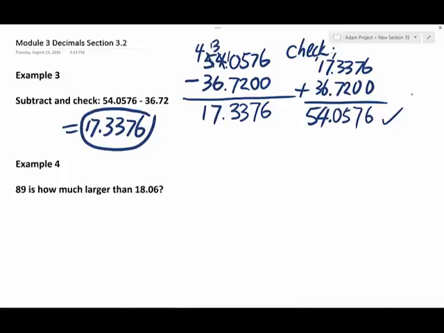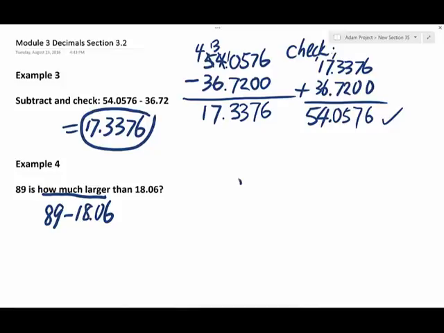Okay, and let's take a look at example 4. 89 is how much larger than 18.06. So this is a mini word problem. We're dealing with how much larger. That means we need to find the difference between 89 and 18.06. Basically we are subtracting 18.06 from 89.